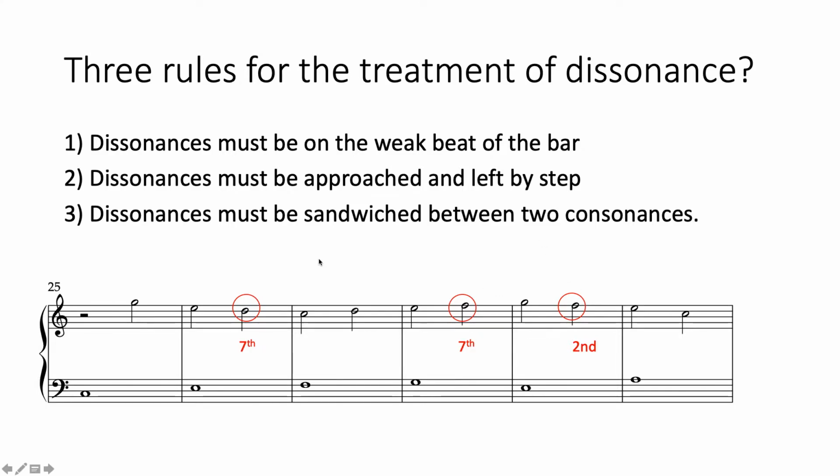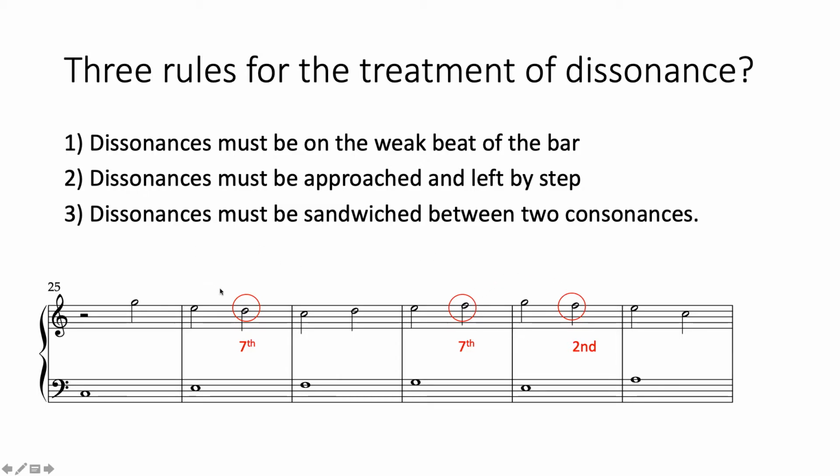So, at the bottom of the screen here, I've got an example of second species counterpoint. I think this is one of the examples from the previous video, in fact, and I've annotated this diagram with the dissonances marked and circled in red. So our three rules are: dissonances must be on the weak beat of the bar, they must be approached and left by step, and they must be sandwiched between two consonances. So in this case, our dissonances are in fact on the weak beat of the bar. They're always on the second minim.